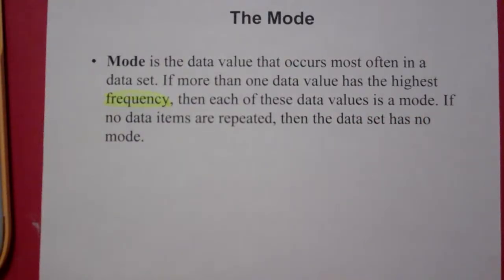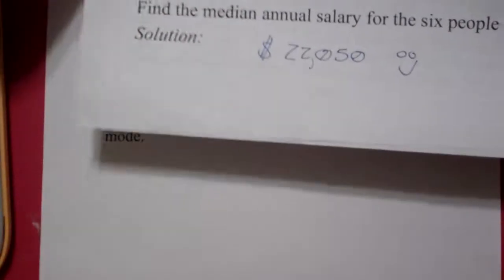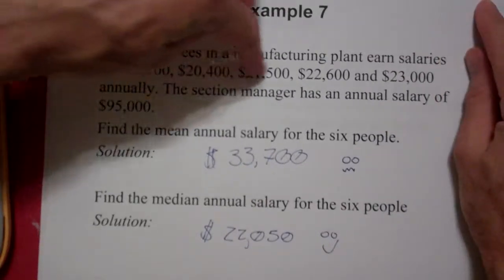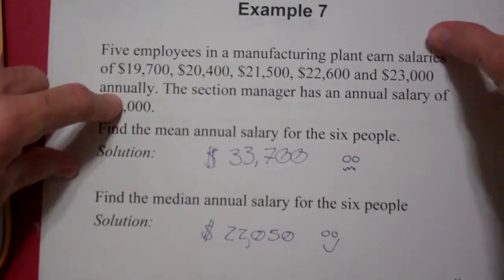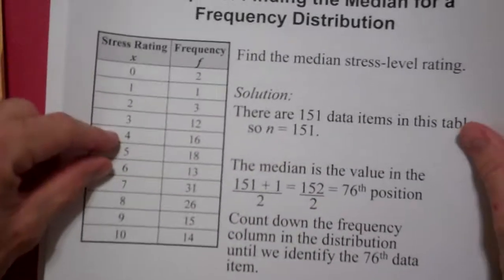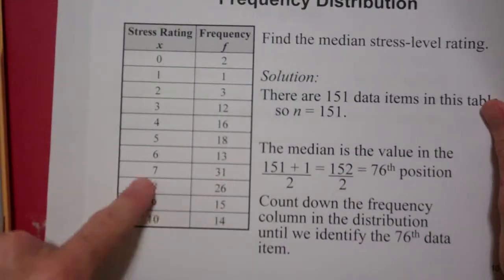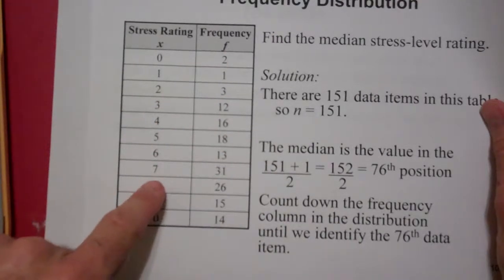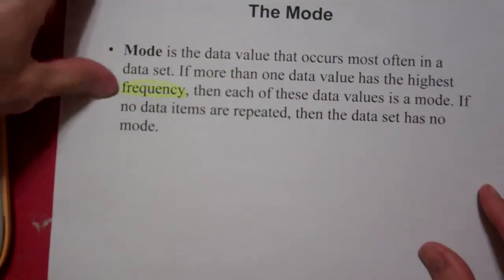Alright, so as I look back at my last one, my salary, okay, none of the salaries is repeated, so there's no mode, okay? As I look at my frequency distribution, 7 showed up 31 times. That was the most frequent value, so 7 here was the mode. So the mode is just the most frequent value, okay?